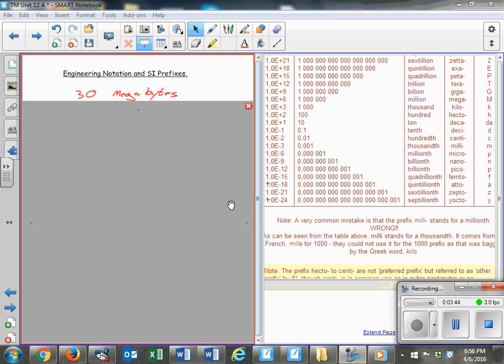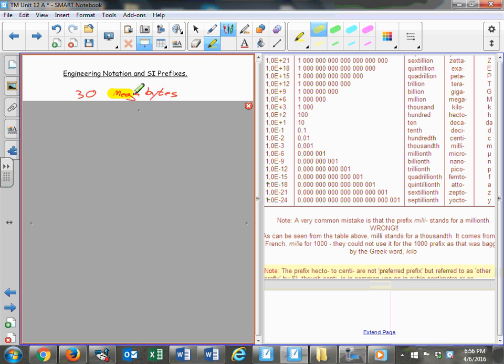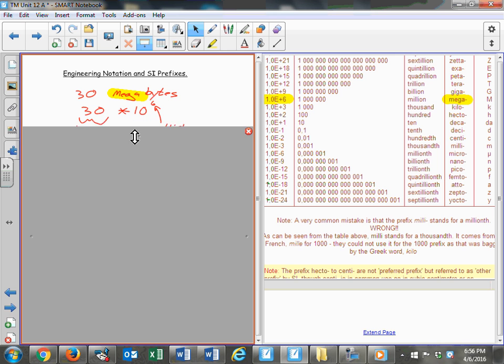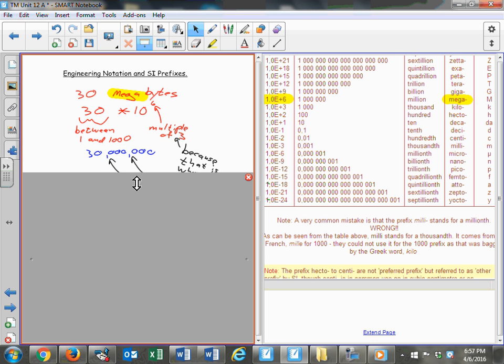Okay, so here's something a little bit new, but it's not really new. So, you guys are looking on the internet and your computers and how big they are and what size memory it has and all that business. So if you had something with 30 megabytes, 30 meg, you come over here, you look up mega, and you see that mega means 1e6, which is really times 10 to the sixth. So 30 megabytes is 30 times 10 to the sixth, which means 30,000,000 bytes.